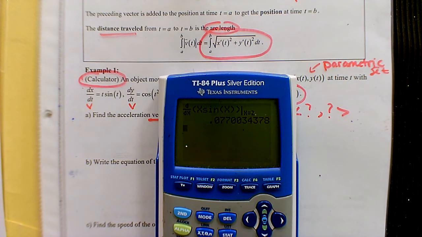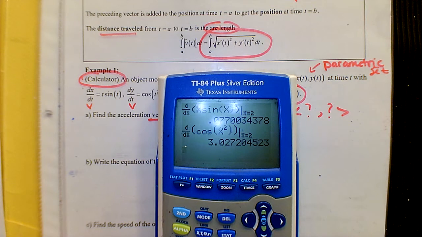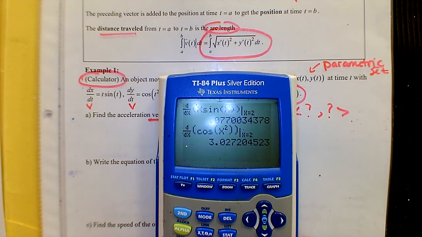All right. Let's do the same thing, but for the y velocity. So math 8x, and we're going to type in cosine of x squared. Evaluate at 2, 3.027.